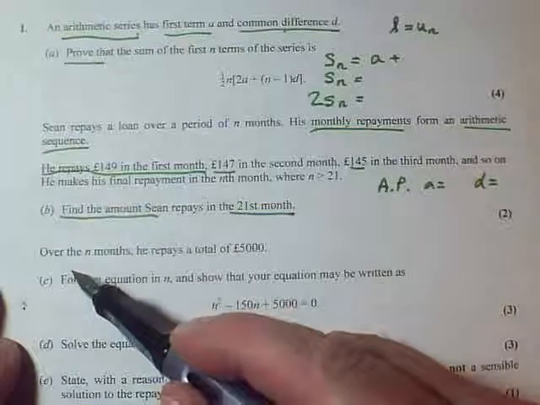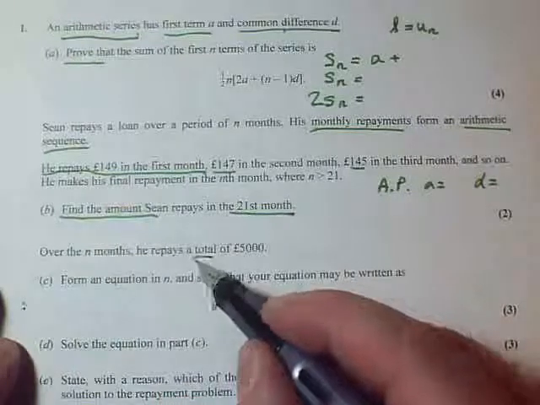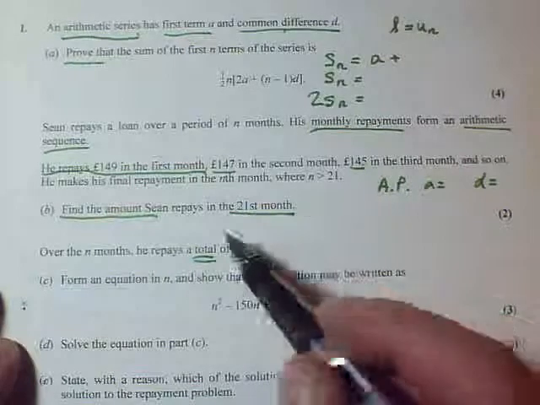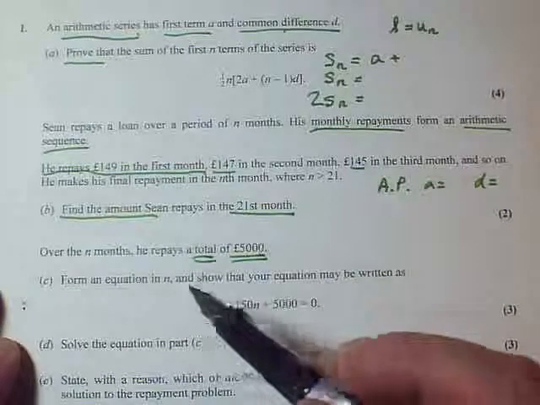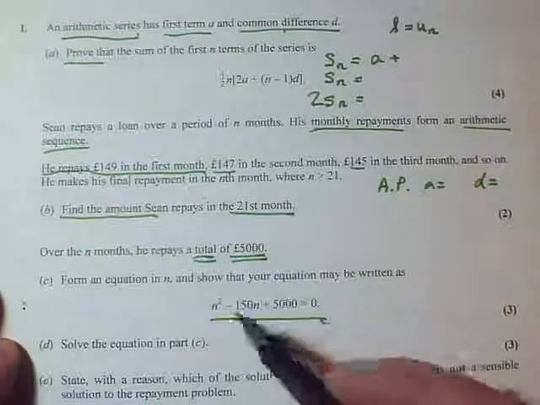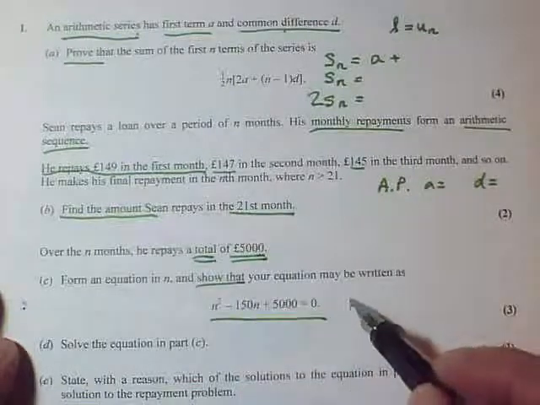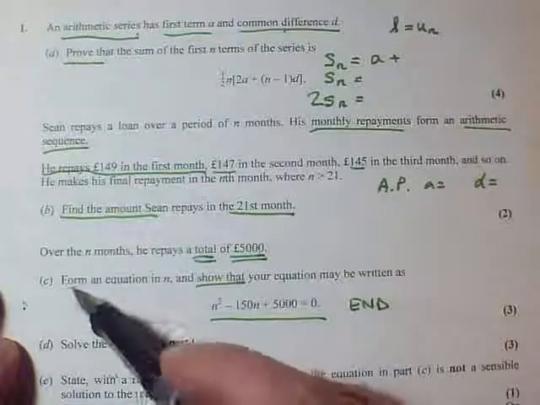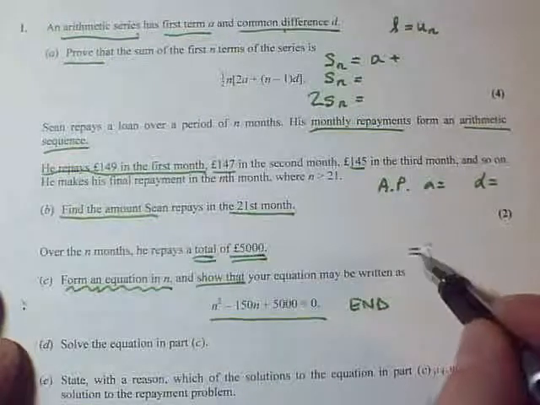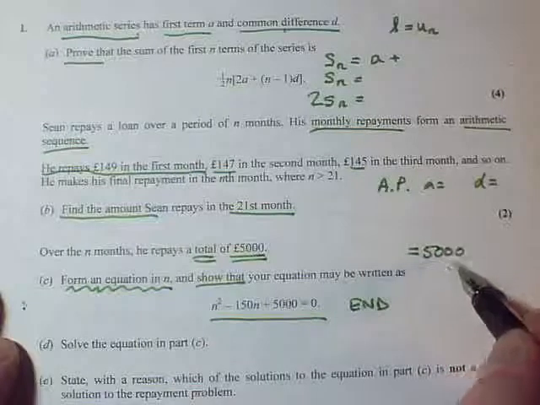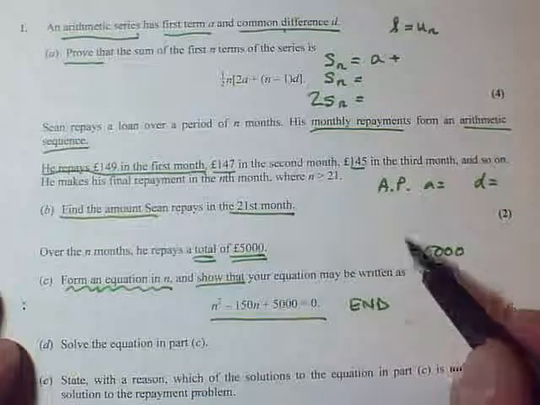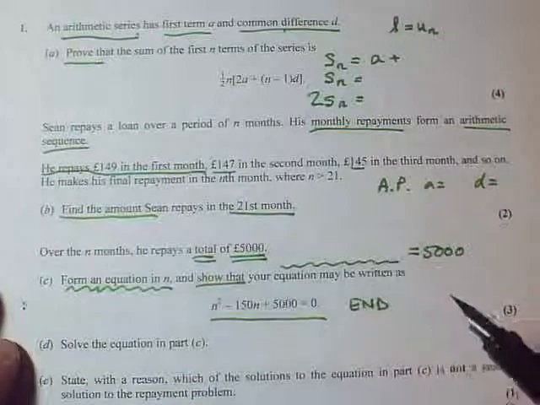And then it says over the n months he repays a total of £5,000. So this is going to be a Un or an Sn. Okay, and we've got to form an equation in n and show it can be written as this. So it's a show that, so this is our end point. So to form an equation in n, that's our start point. Well, it's got to be something equaling 5,000. So you have to decide whether that 5,000 is a Un or an Sn or something else, and quote the relevant formula if it's a Un or an Sn.